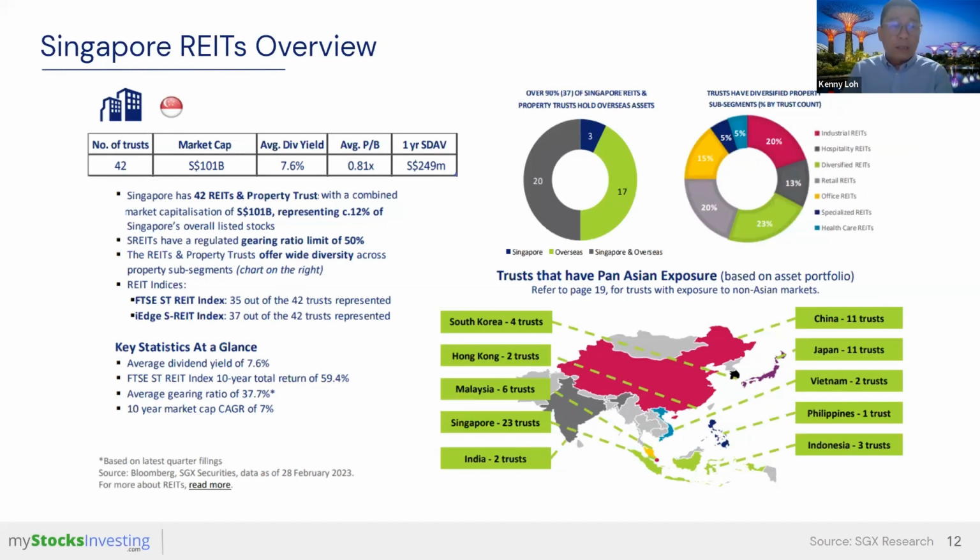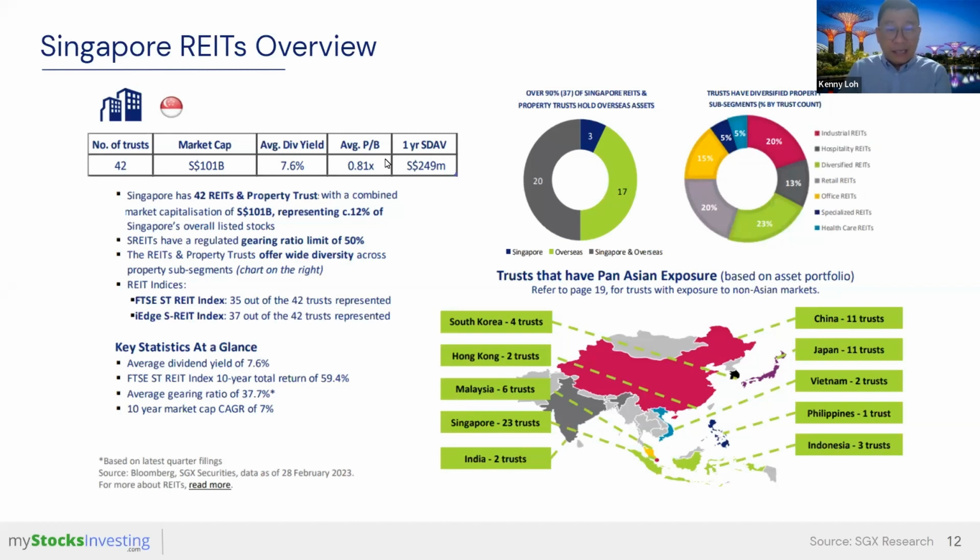Right, at the present moment, there are a total of 42 business trusts and Singapore REITs for investors to choose. There are many of them to choose, and market capitalization is about 100 billion. On average, at the present moment, the dividend yield is 7.6%. All right, it can beat the inflation. The inflation is pretty high now, amid the market volatility, and there is a lot of fear in the market due to the high interest rate environment.